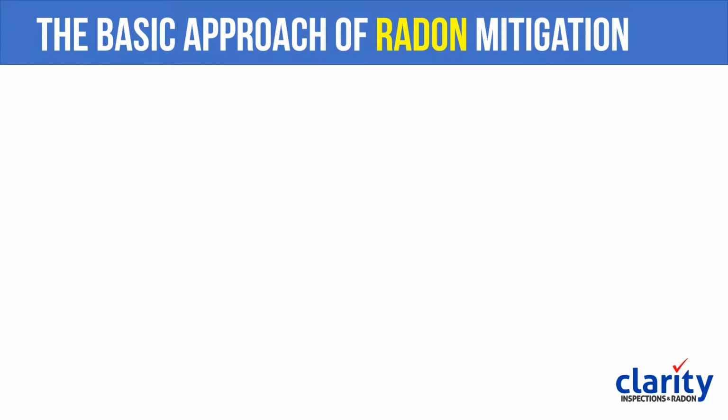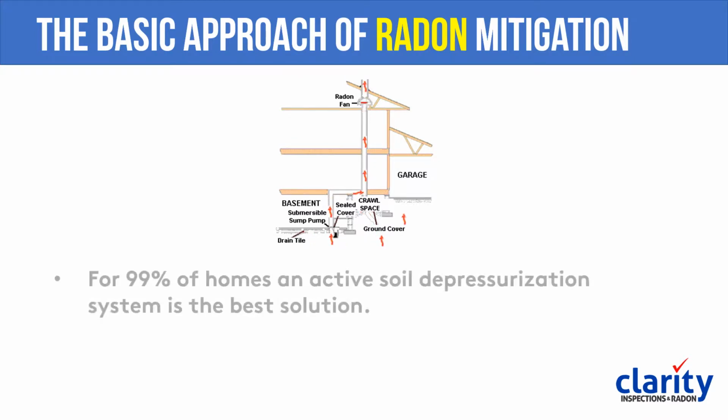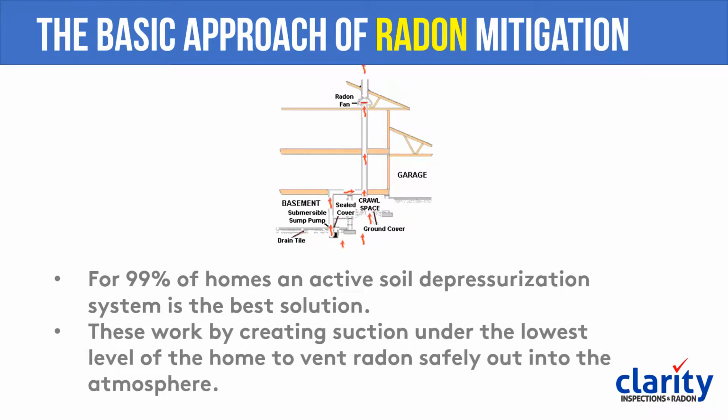So how do we deal with that? What's the basic approach of radon mitigation? Well, fundamentally, in 99% of homes, we're going to do what's called active soil depressurization, which is the process of essentially creating suction below the lowest level of the house. That could be under the slab in the basement or under a crawl space membrane. And it pulls air out from those spaces and vents it out safely into the atmosphere where it will dissipate.